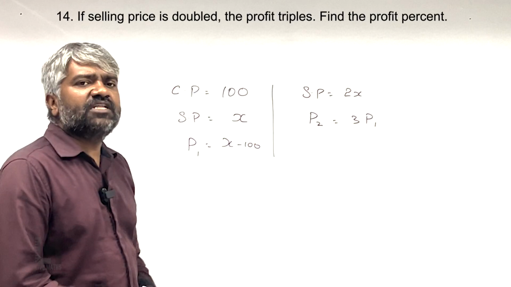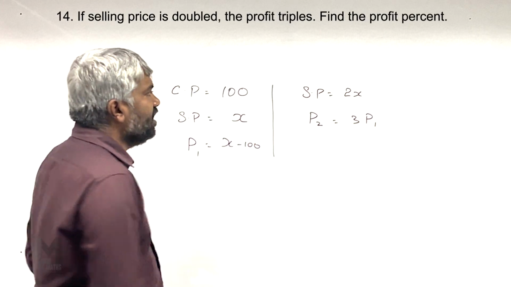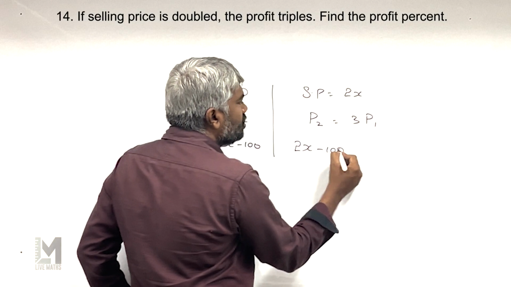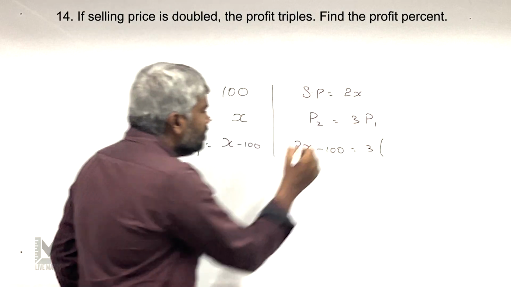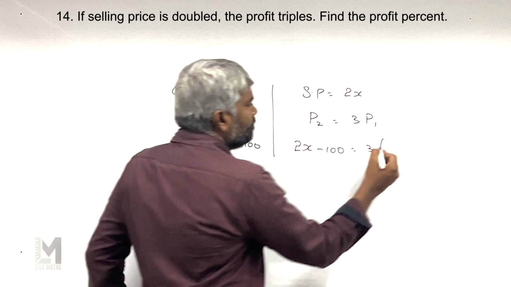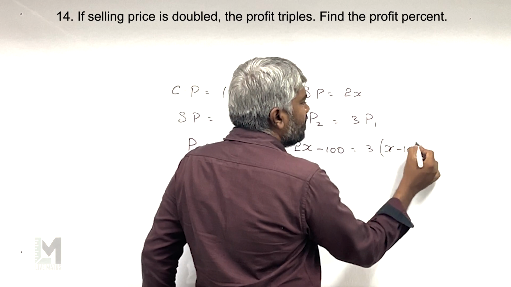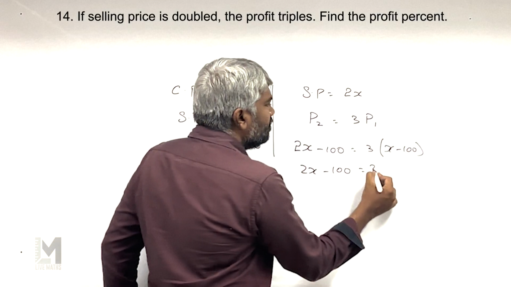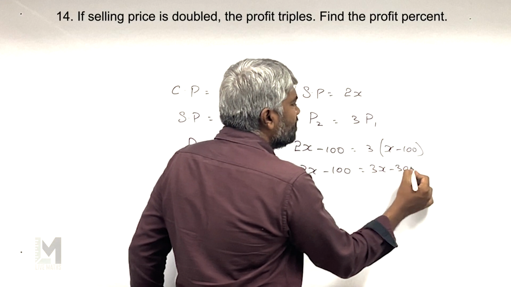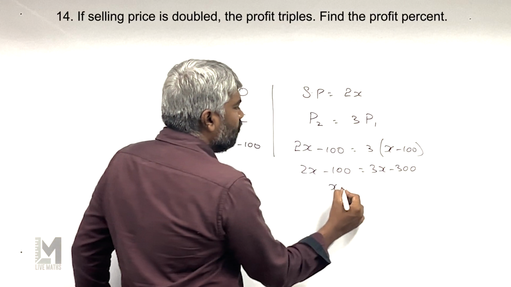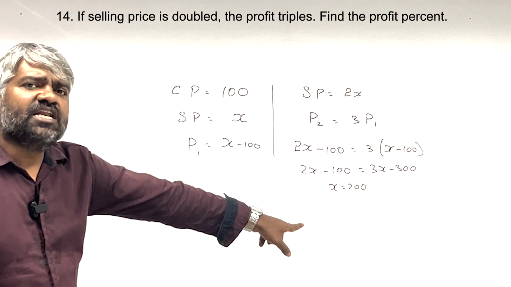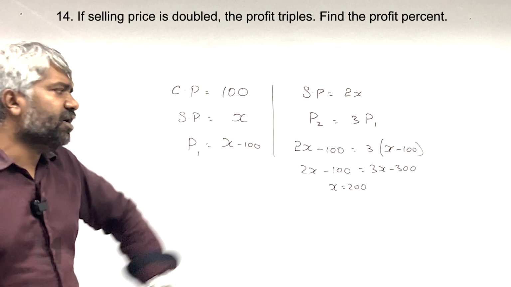Okay, what is the profit in the second case? Selling price minus cost price. So, selling price minus cost price will give you 3 times the profit over here. x minus 100, right? So, 2x minus 100 equals 3x minus 300. Therefore, x is equal to 200. Now, we have found that the selling price of the product is 200.